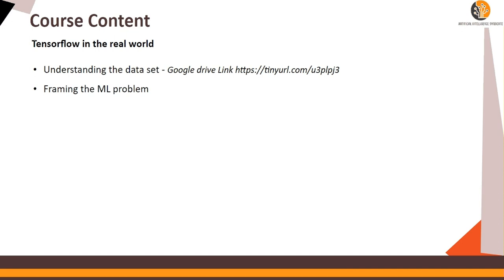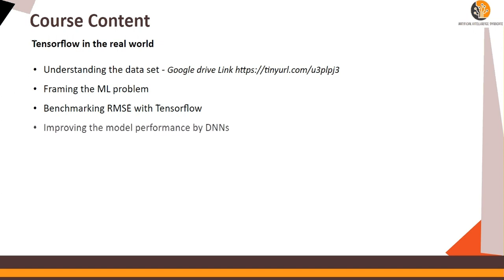Then how to frame a machine learning problem. Based on the data set, we are going to frame the machine learning problem. Then we are going to benchmark RMSE, which is root mean square error, and other parameters for testing how well the model performs. Then we're going to improve the model performance by DNN, which is deep neural nets, and you're going to see and understand what neural nets are. Enhancing the performance of the model by feature engineering. So we're going to talk about feature engineering as well.